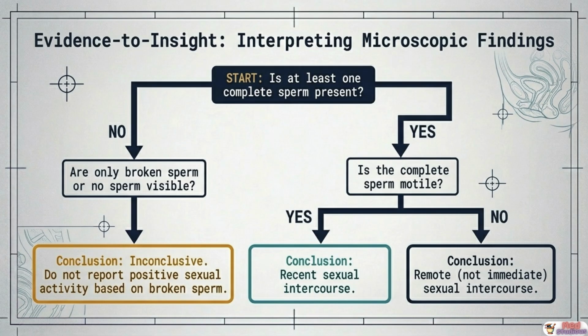If complete but non-motile spermatozoa are present, the conclusion is remote or non-immediate sexual intercourse. Intercourse occurred, but not in the recent hours. It is important to note that spermatozoa can survive in the vaginal vault for up to 5 days, in the cervical mucus for up to 7 days, and in the posterior fornix for up to 3 days. The forensic significance of these survival windows is that the absence of motility does not invalidate the finding of penetration.